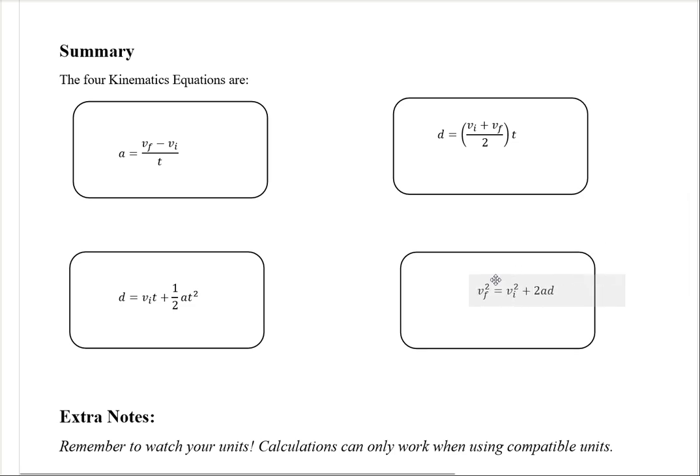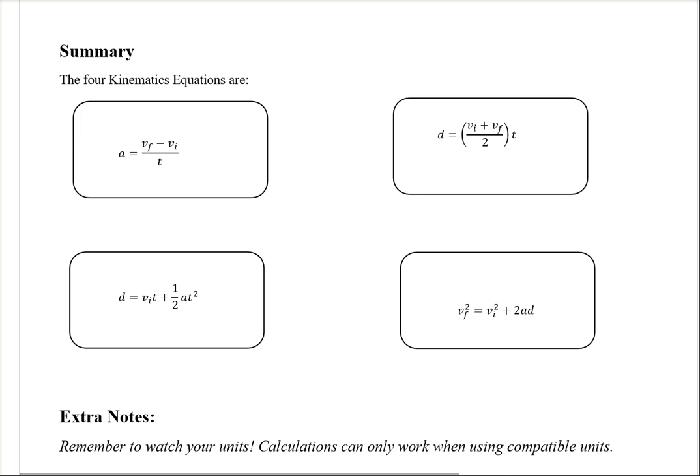And the last one that we made today: the final velocity squared is equal to the initial velocity squared plus 2 multiplied by the acceleration multiplied by the displacement. These 4 equations are really the ones that you need. These are the only ones you need for this unit. This is what we're going to be practicing using these for.